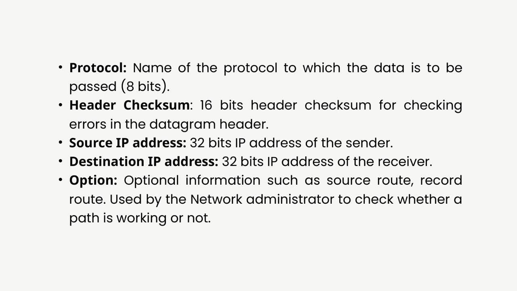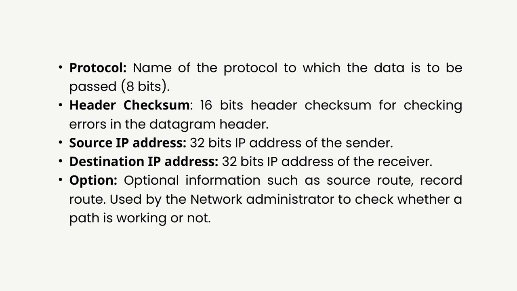This is really important because it helps us verify that the header hasn't been corrupted during transmission. It acts like a quality check, ensuring the integrity of the header information. Then we have the source IP address, which is 32 bits long. This is the address of the sender, the device that originally sent the data. Correspondingly, the destination IP address is also 32 bits and indicates where the data is headed, the receiver's address.